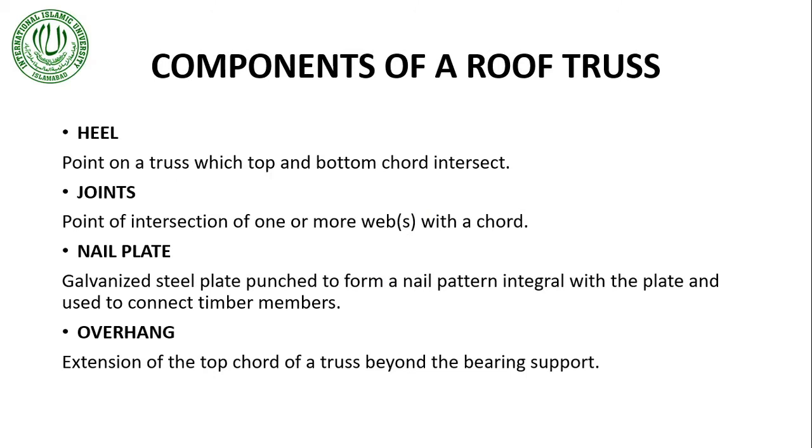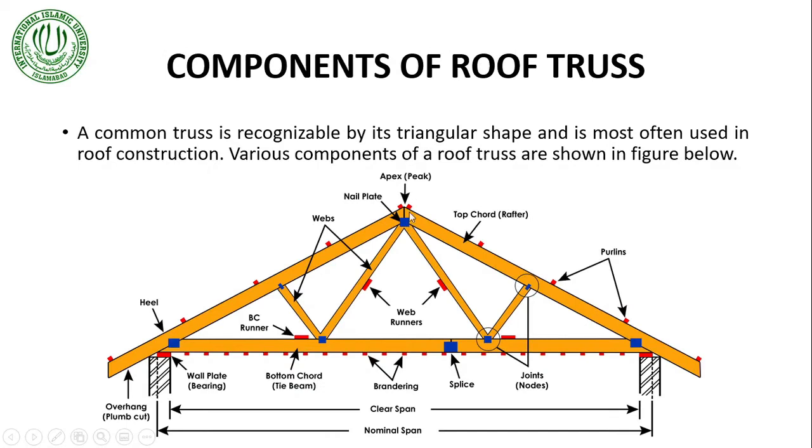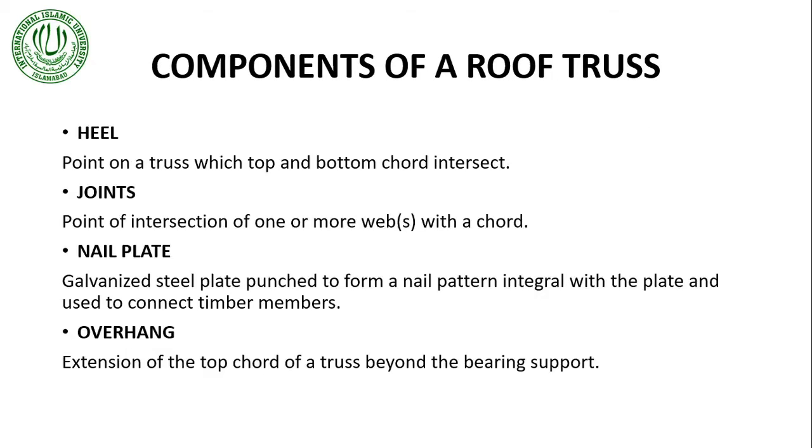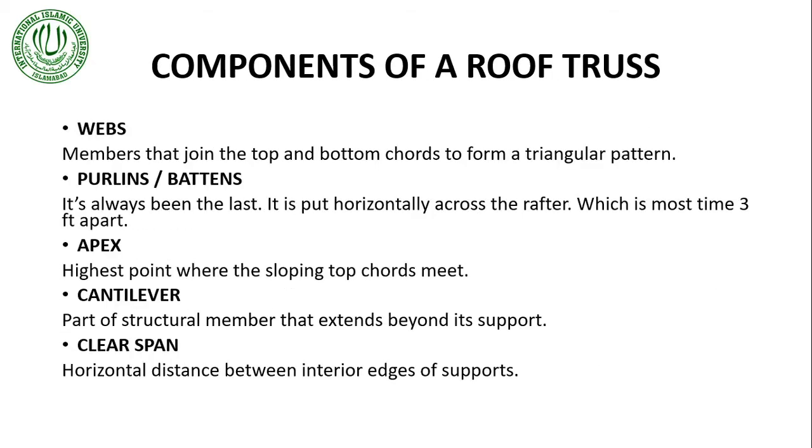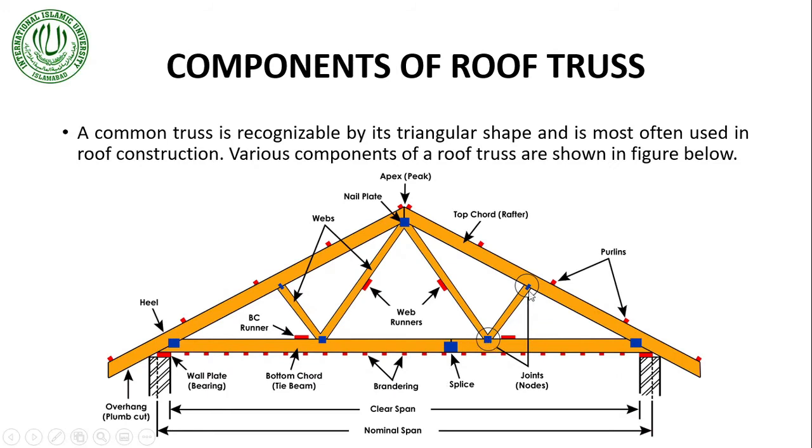Heel is the point on a truss where the top and bottom chord intersect. The intersection where both top chords meet is called the apex, and the point where the top chord intersects the bottom chord is called the heel. So this point is called the heel. Joints are points of intersection of one or more webs with the chord. These are the joints, or we also term them knots. These are the points where the webs join either the top chord or the bottom chord.